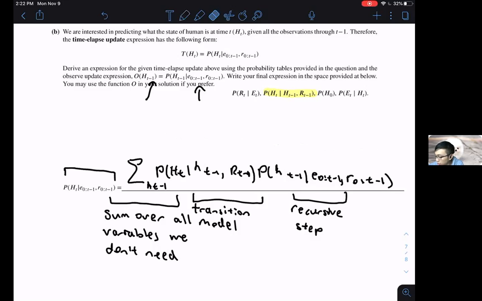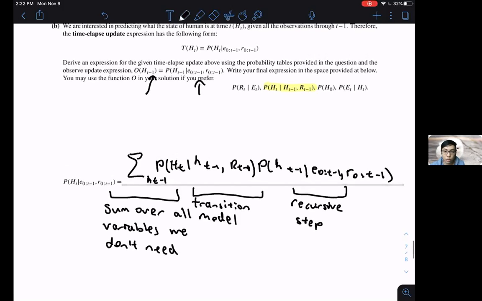So this is the mindset you would use when you're asked to derive the time-elapse update as well as the observation update. Breaking it down into these three steps will really help you if you're getting stuck on the nitty-gritty of multiplying probabilities together. But yeah, that concludes problem 2.